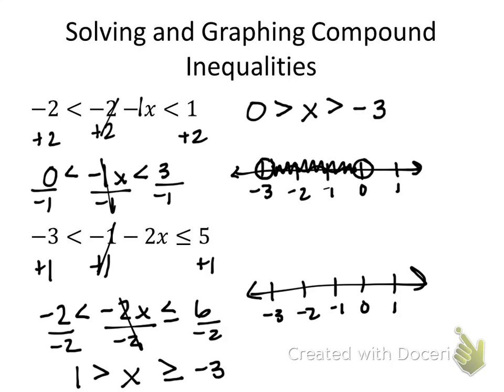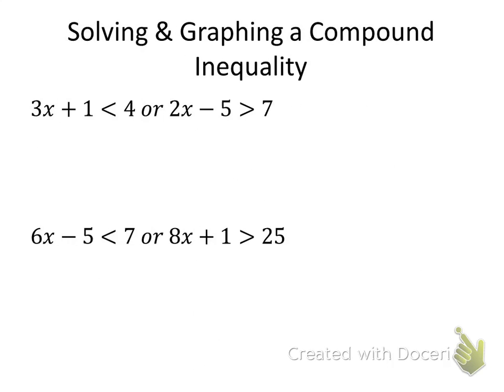Okay, so I'm going to have an open circle over the 1, a closed circle over the negative 3, and I'm just going to shade in between them. Okay? So that's how we graph our inequalities that are called the and inequalities. X will always be in the middle.